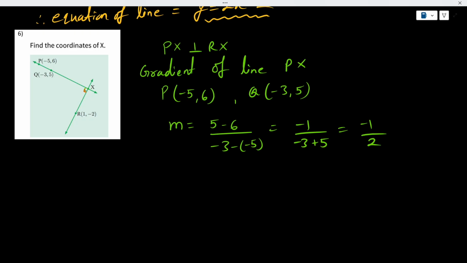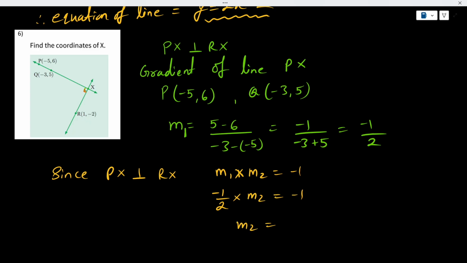Now this is the gradient, so if I mark it here as m1, you know that both the lines are perpendicular to each other, since PQ is perpendicular to RX. So the product of m1 and m2 is going to be -1. I can substitute m1, which is -1/2, into m1 times m2 equals -1. So m2 is going to be 2 because it's a negative reciprocal. For -1/2, you change the sign and reciprocate 1/2, which is 2/1. That is why we are getting m2 as 2.